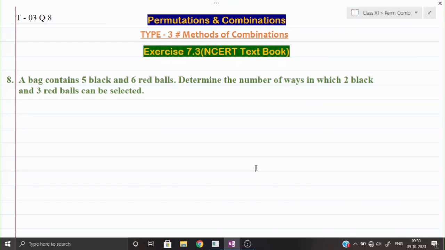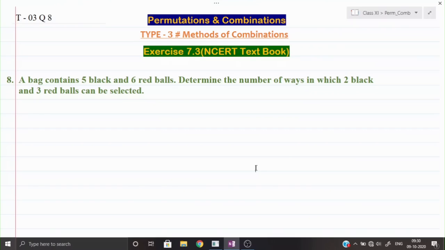In question number 8 we are given that a bag contains 5 black and 6 red balls. Determine the number of ways in which 2 black and 3 red balls can be selected. See, first of all we are selecting the balls. Ultimately, if we give a number to each ball, for example red ball 1, red ball 2, finally we are selecting the balls. So suppose we select red ball 2 and red ball 3, who comes first doesn't matter. Ultimately we have to select the 2 black balls or 3 red balls, whatever they are saying there. So one thing is very clear: the sequence doesn't matter, and hence the method of combination will work.